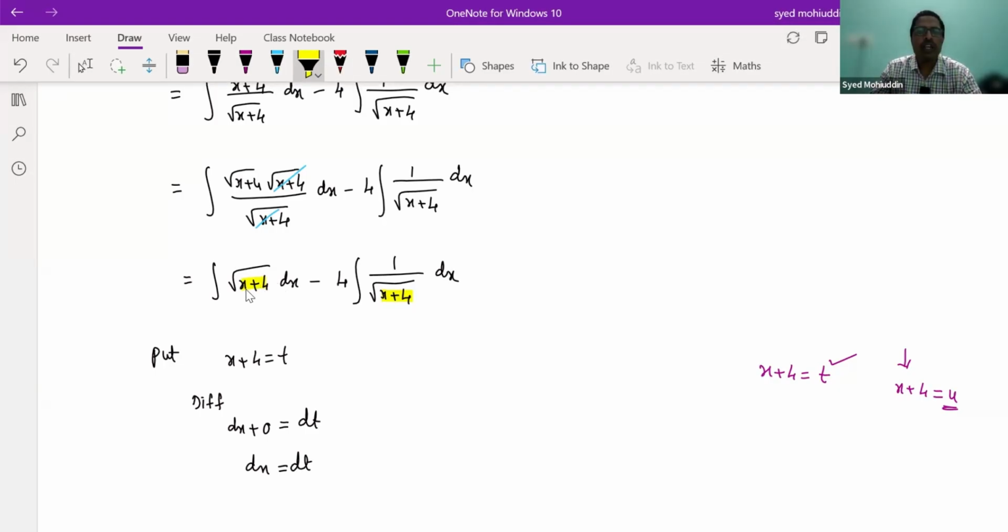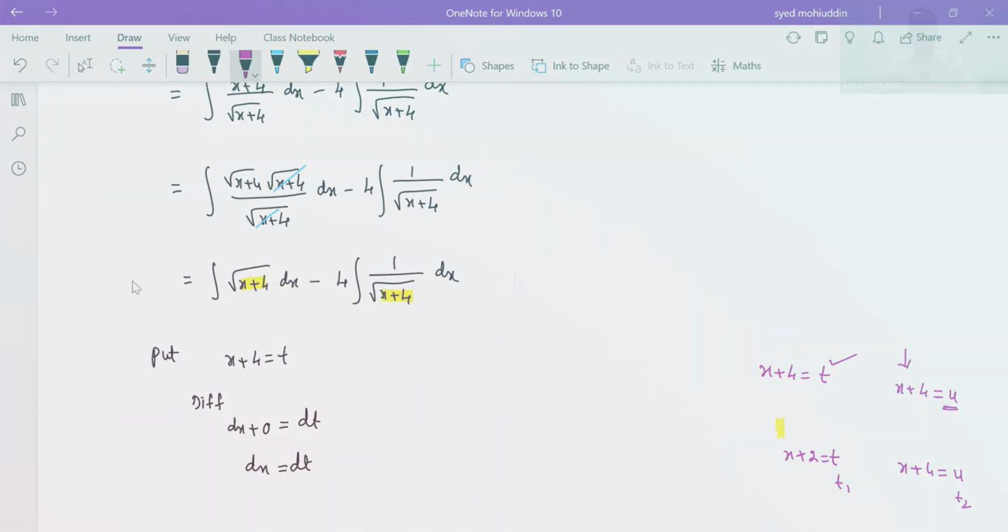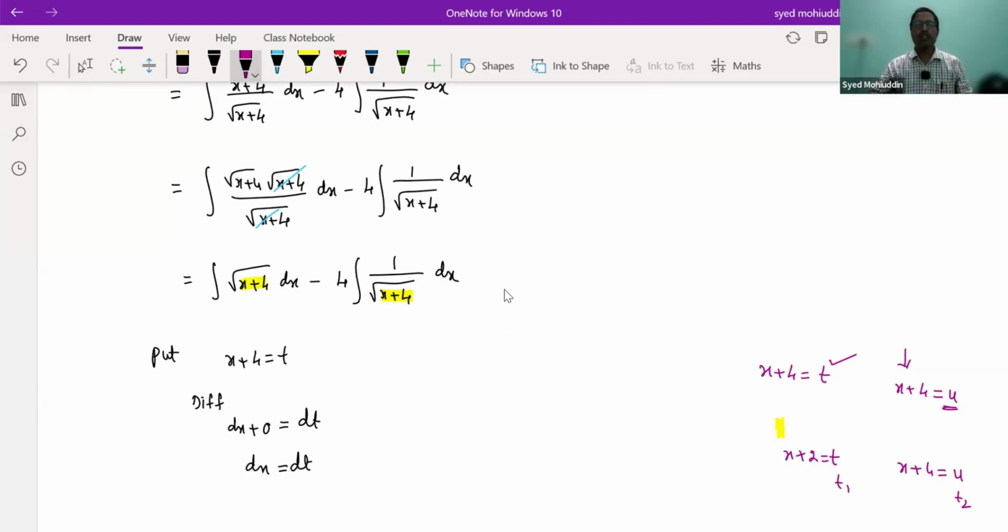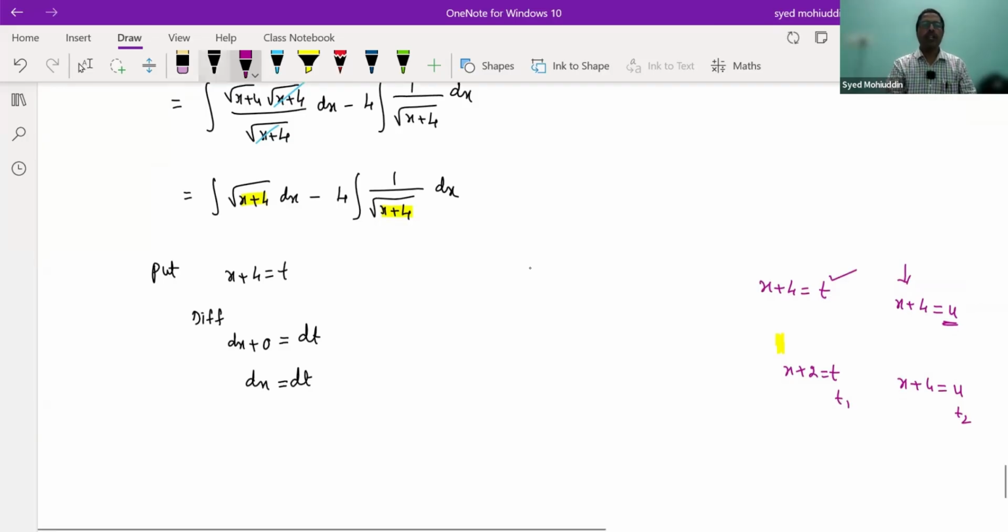Suppose you had x plus 2 here and x plus 4 there, then I would have taken one as t, and for the other I would have taken, say, u, or I would have taken them as t1 and t2, or u1 and u2 in that way. Because both the values are the same, I am taking one single value t for both. Getting it?